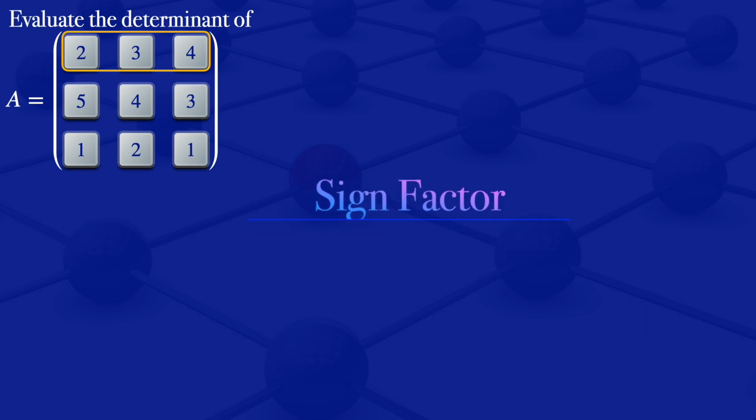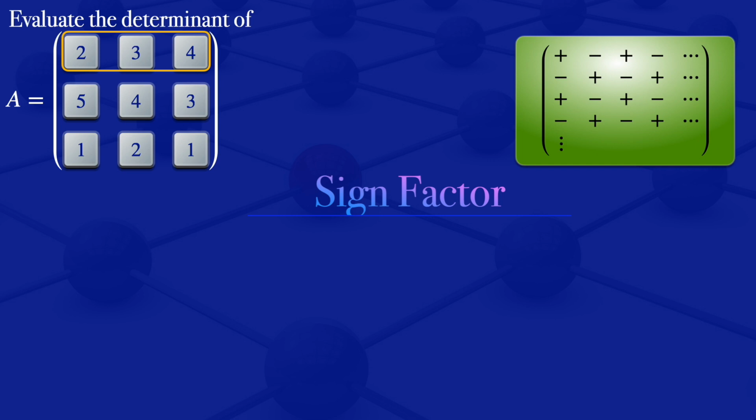Now that I've decided on the row, I will look at the sign factor. We look at the array of positive, negative, positive, negative. Then we look at the 2 here. It's in the first row, first column, corresponding to this part here, a positive. So the sign factor for the 2 is positive. The 3 is corresponding to this part, so its sign factor is a minus. The 4 is corresponding to this part, its sign factor is a plus.